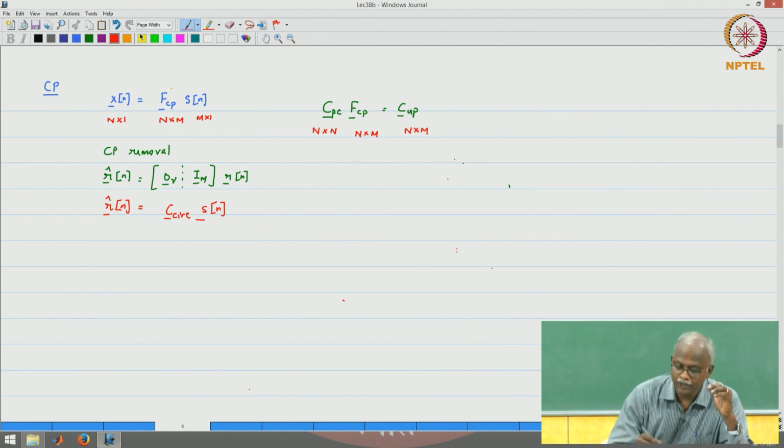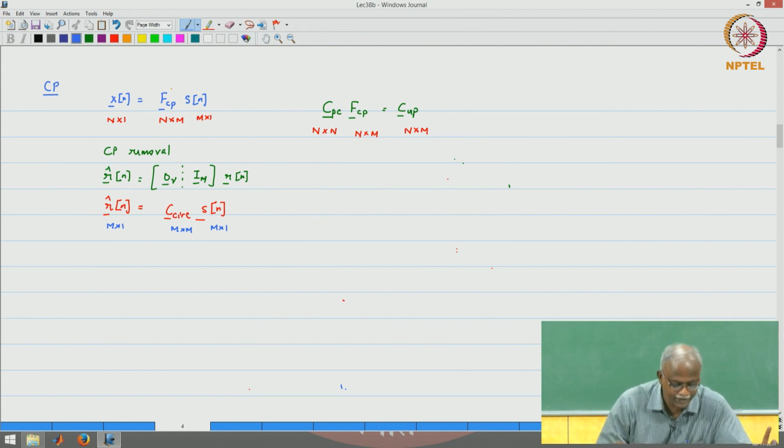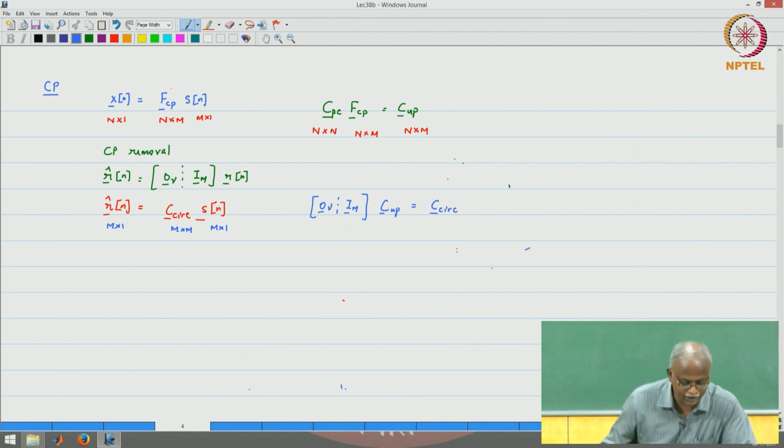So again let us just write down the dimensions. This is an m cross 1 matrix, the circulant matrix is m cross m, and S of n is m cross 1. So basically we have removed the redundancy, and then we finally get to working with this. So the observation is that this matrix, zeros m by nu followed by identity Im, times CUP, actually is the one that gives us the circulant matrix. What is remaining is the circulant matrix, and that is what we are working with. Okay. So the property of the circulant matrix we will just quote from last time.